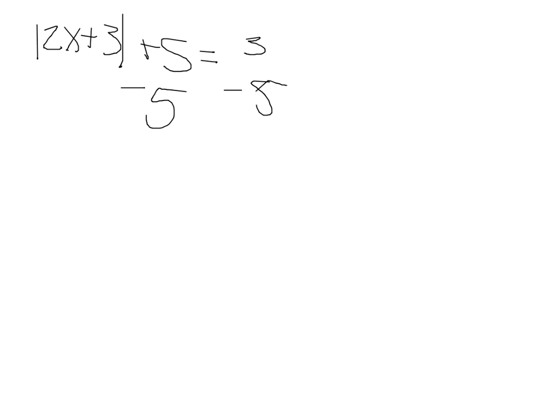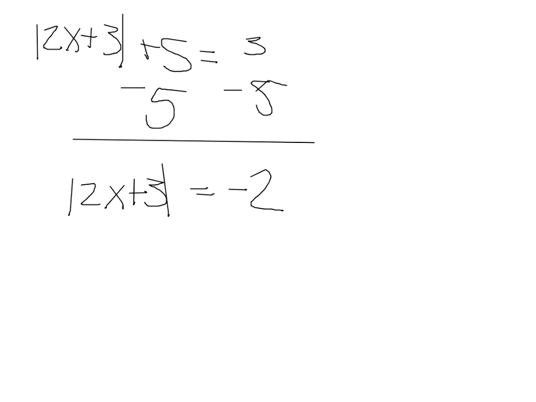One more. The absolute value of 2x plus 3, plus 5, equals 3. So first we isolate the absolute value part. And now what I have is the absolute value of something equals minus 2. So since absolute value is always greater than or equal to 0, I'm never going to have an x value where the absolute value is going to be equal to a negative. So this one has no solution.